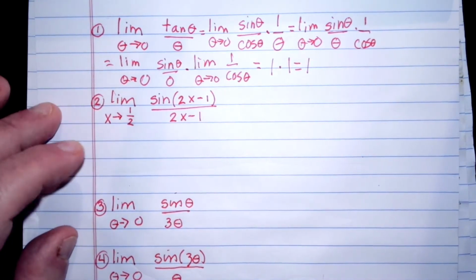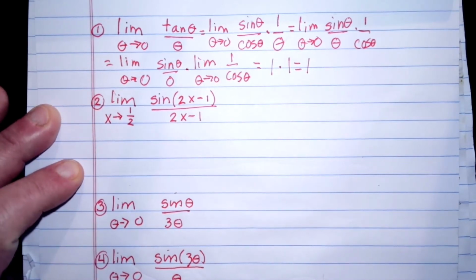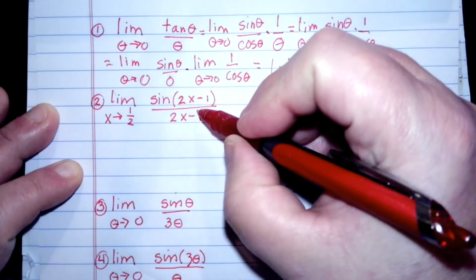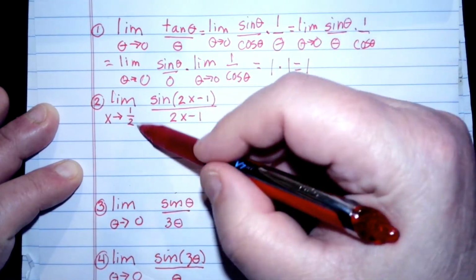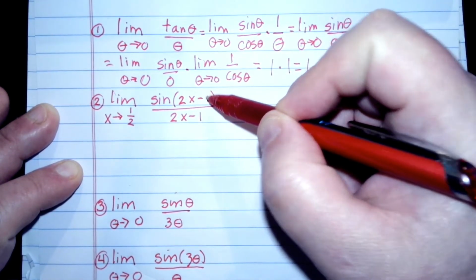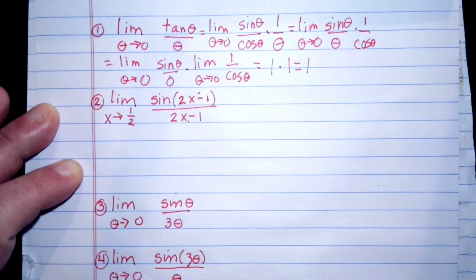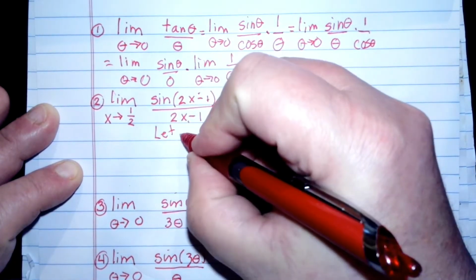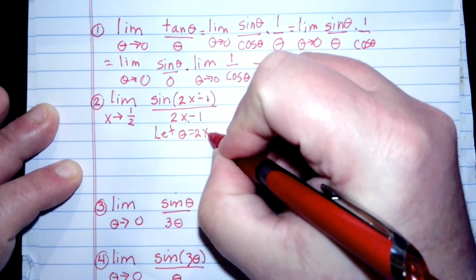Alright, let's go down to the second one. We've got the limit as x tends to 1/2 of the sine of 2x minus 1 over 2x minus 1. Well, this one does not really look like the limit that we've just been talking about, at least not yet. Notice that what's happening is that as x tends to 1/2, 2x minus 1 is tending to 0. And you've got the same thing here as you do here. What we can do is make a substitution. We can let theta be 2x minus 1.